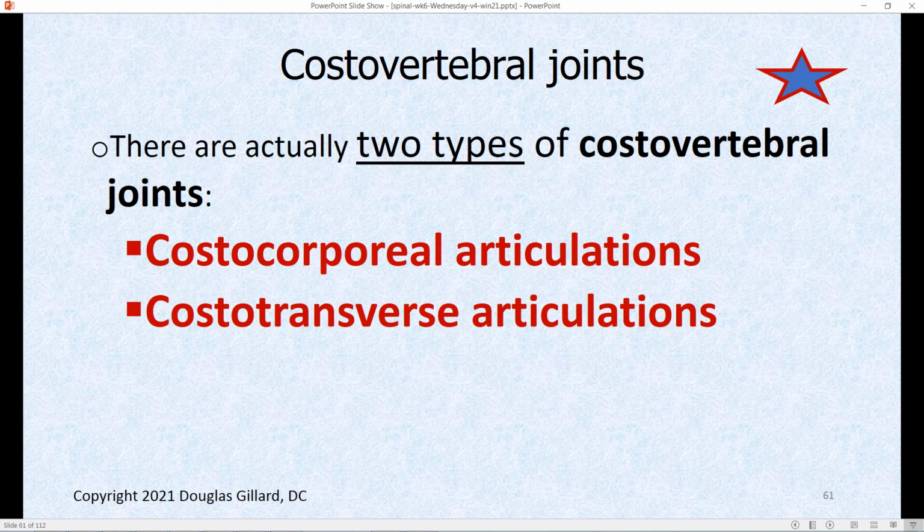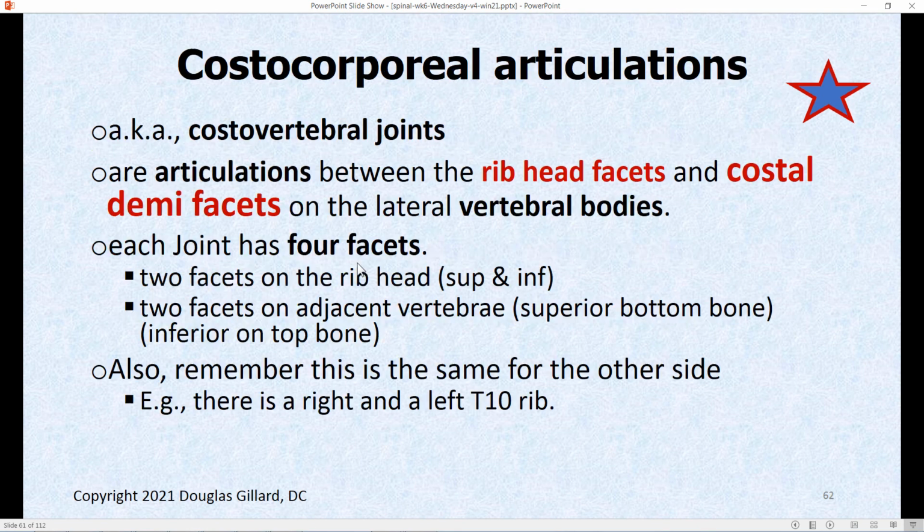So there's two types of costovertebral joints. There's the costocorporeal articulations. And remember we talked about corporal? What does that mean, corporal? That's got nothing to do with the army or anything. That means body. So this is the articulation between the rib and the body, or bodies. And then costotransverse articulations is the articulation between the rib and the transverse process of the same number, by the way. So costocorporeal articulations, sometimes they're just called costovertebral joints. That's not the greatest AKA though.